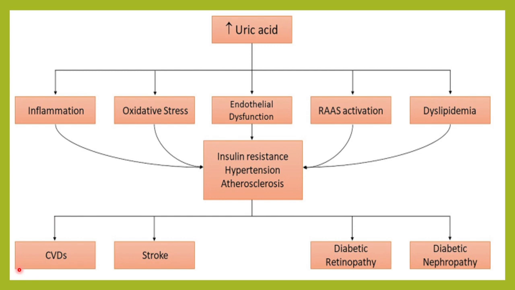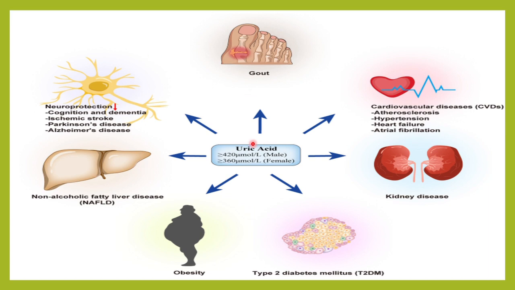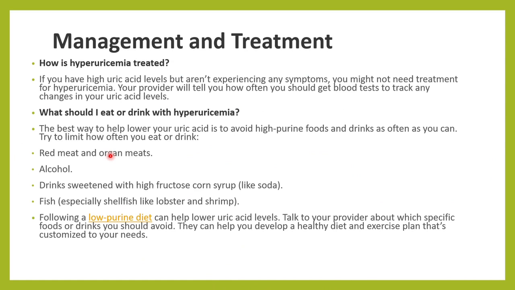So uric acid can cause heart problems. High uric acid can cause stroke because of the damage of the blood vessels in the brain. High uric acid can cause diabetic retinopathy. It can damage even the blood vessels of the eye, and it can also cause diabetic nephropathy. So all these are the effects of high uric acid in the body. Don't think that gout is the only manifestation when you get increased uric acid. Increased uric acid has a lot of other comorbidities also. Increased uric acid can cause other organ damage also.